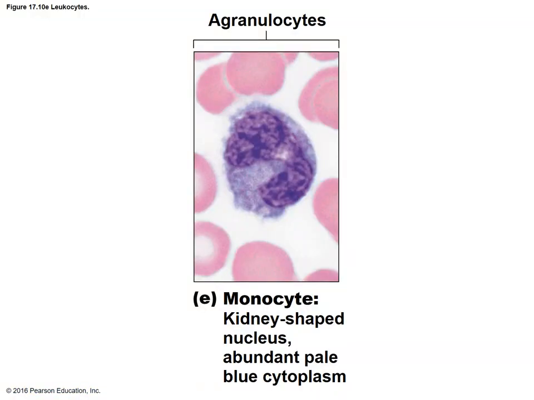So here's the monocyte. As you can see, the nucleus is not circular. It's kind of a U or kidney shaped.